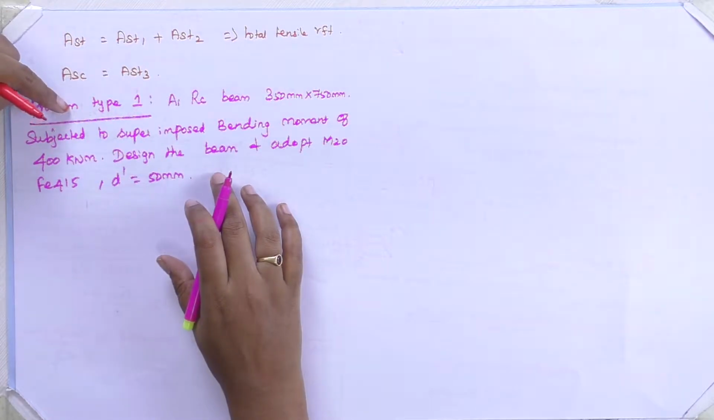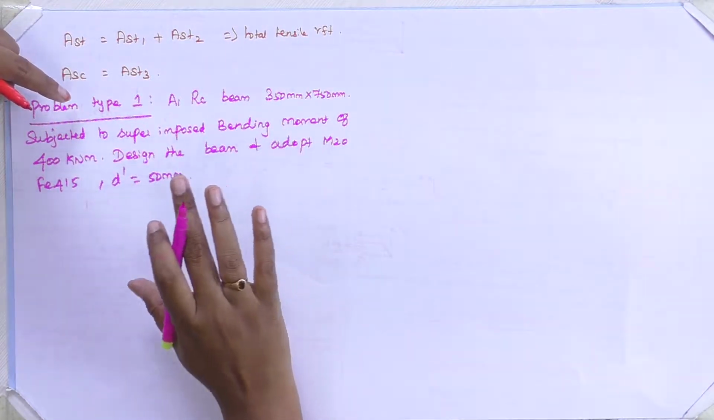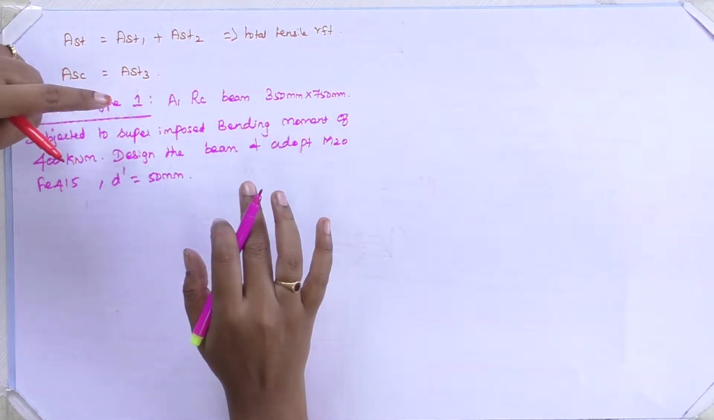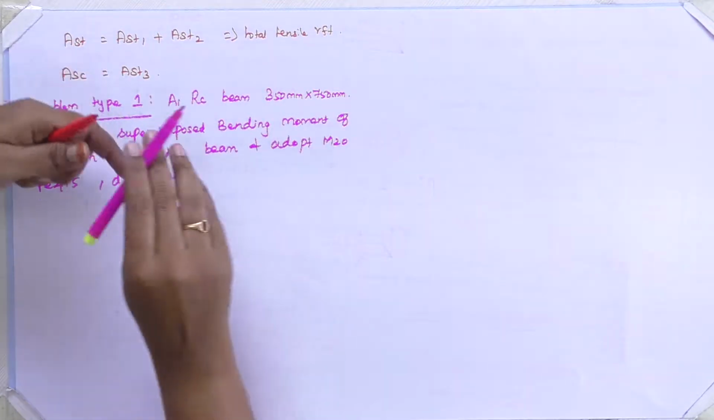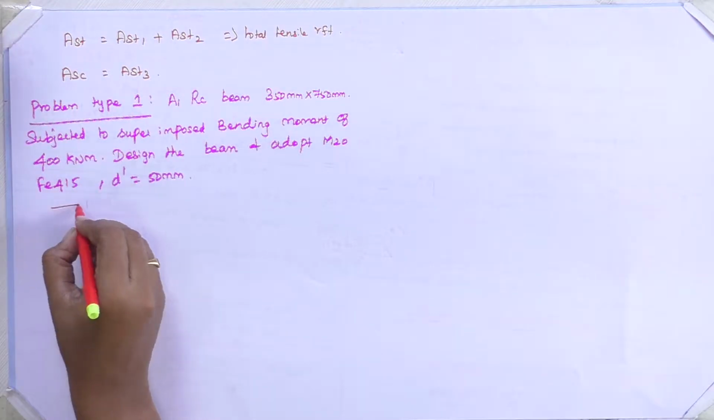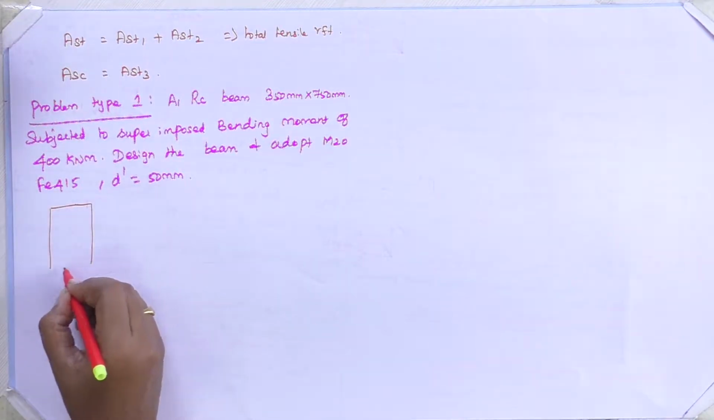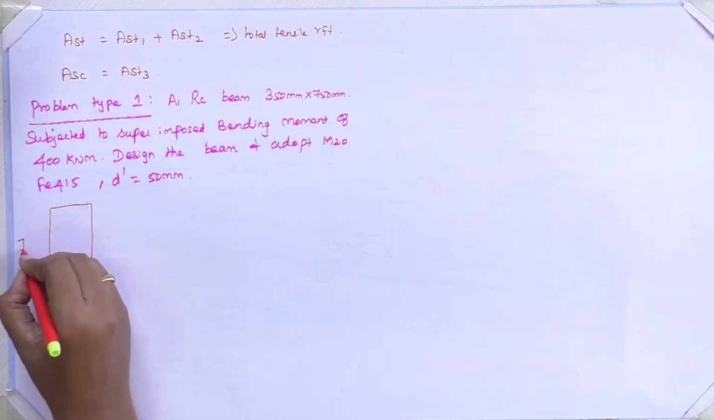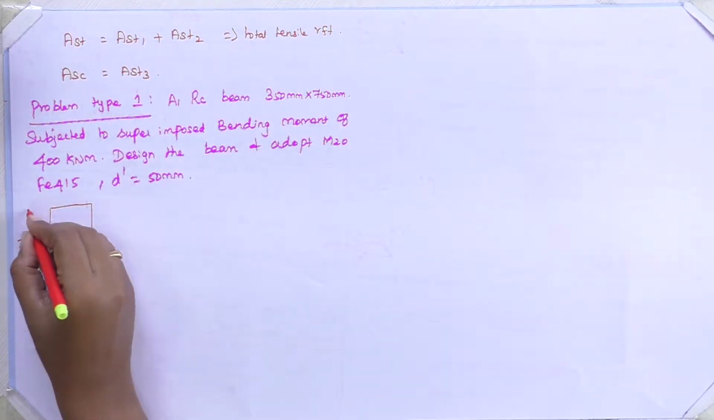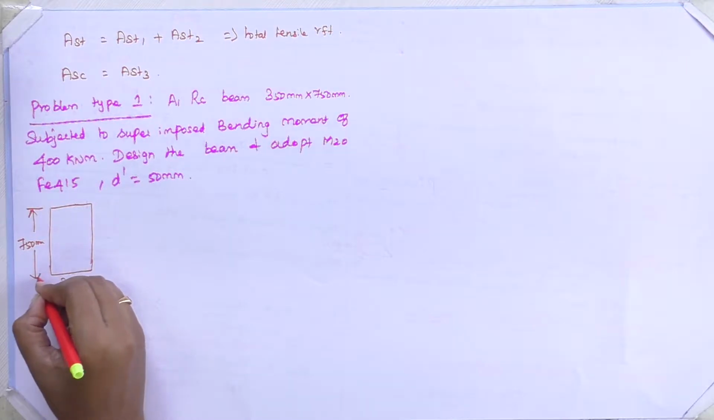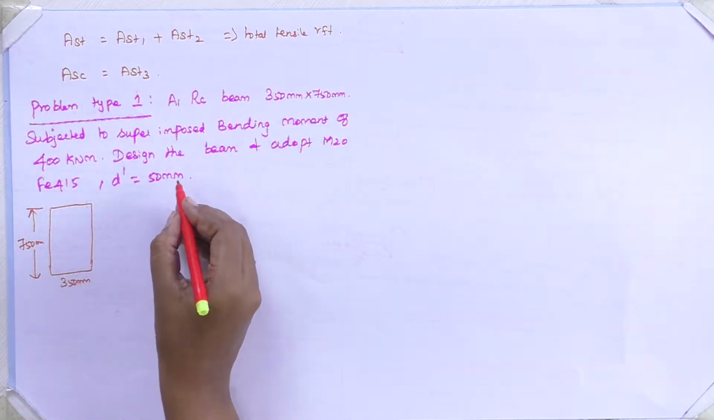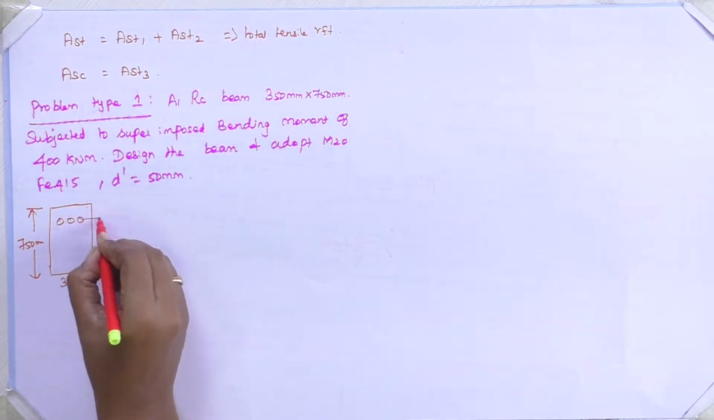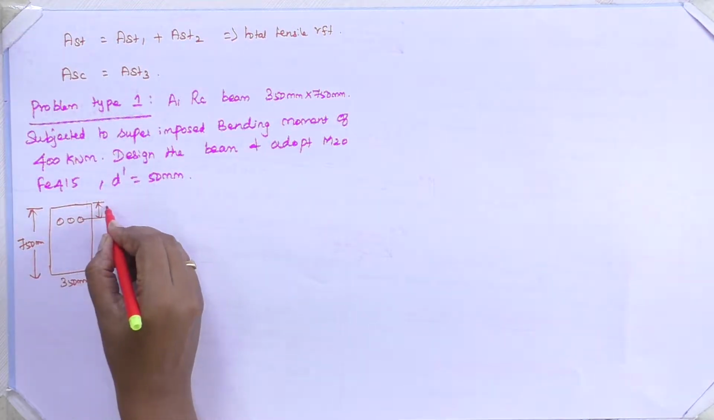In this question they didn't mention whether it is singly or doubly, they didn't mention anything. They have given you the size, that is 350 mm, 750 mm. They have given you one small slight clue, that is that the d dash value is 50 mm.